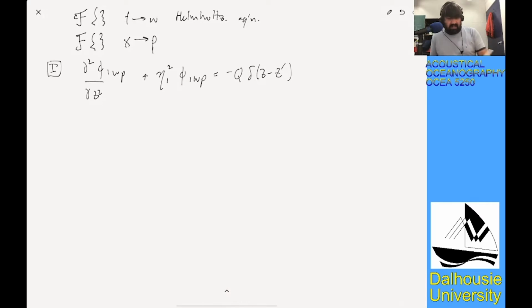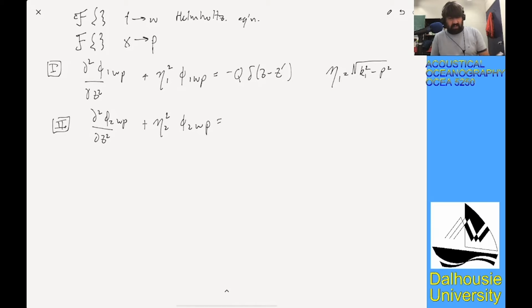And let's define what eta 1 is. Eta 1 is just to make my life a little bit easier. I'm just condensing some of the wave numbers into one variable. And in region 2, in the sediment, we're going to have the same thing, but slightly different. Now we're going to have eta 2. We have phi omega p, which is the doubly transformed field, on the right-hand side. We have a big, nice, easy 0.